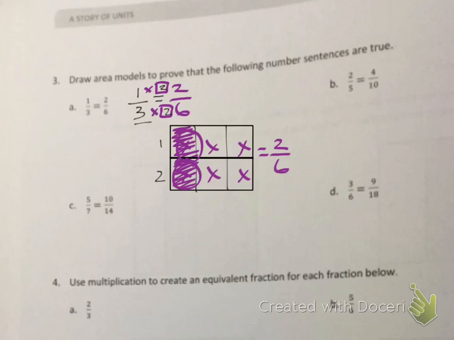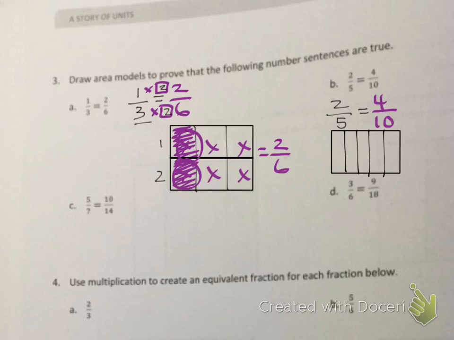I'm going to rewrite this as 2/5 equals 4/10. And we need to make an area model here. It's going to be a little bit of a smaller one. Sorry about that. But so we're going to make 2/5 here. So 1, 2, 3, 4, and 5, and 2/5.